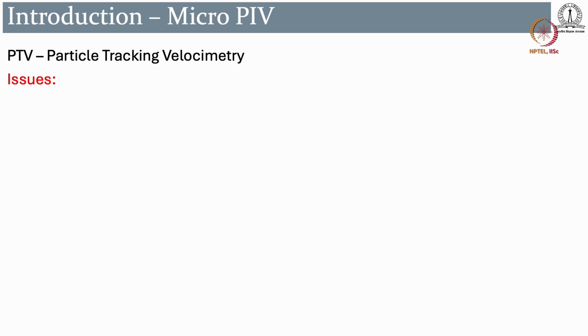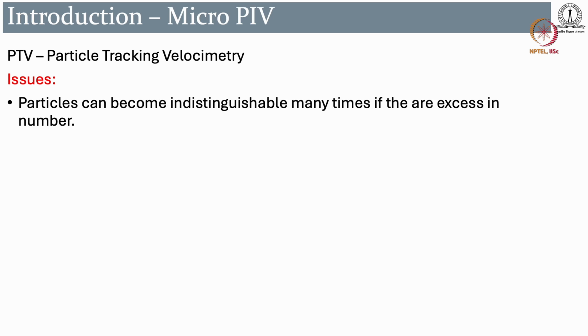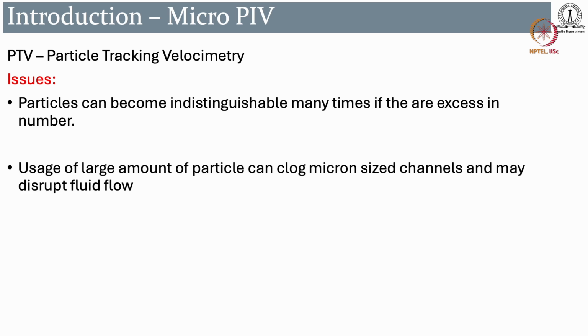So let's see what the common issues attached with PTV are. First thing is many times these particles can become indistinguishable if they are excessive in number. So it's very important to have a very small number of particles in the flow field. And if you use a large amount of particles, this term 'large' is very relative, because it depends on the channel size.